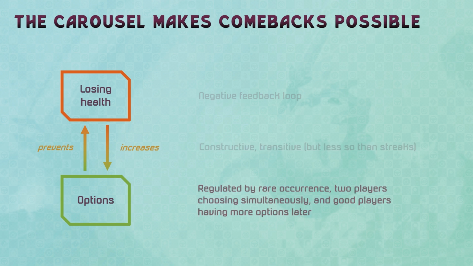But of course it's also regulated. First of all, the carousel is a rare event and it doesn't occur that many times in a game of Teamfight Tactics. Also, usually there are 2 players who choose their unit and the item simultaneously, which often has the effect that players who are close together in terms of their health points also get to choose at the same time. And also, as more and more players get eliminated, the good players have more options left in the carousel later on, because the amount of random units that you can pick from actually doesn't change over the course of the game.